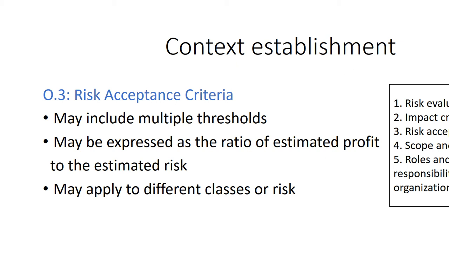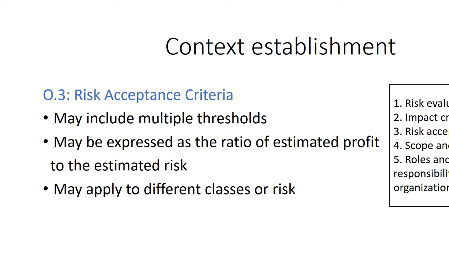Okay, so to define the criteria of acceptance, it's not like we have just one threshold where you can just decide that if something goes below this, we accept it or reject it, or if it goes above, then we accept it. It's not very plain and simple. It may be expressed as the ratio of estimated profit to the estimated risk, so that it gives a clear idea that if this ratio is high, then maybe we can accept the risk, otherwise we can reject it. And it can also apply to different classes of risk.